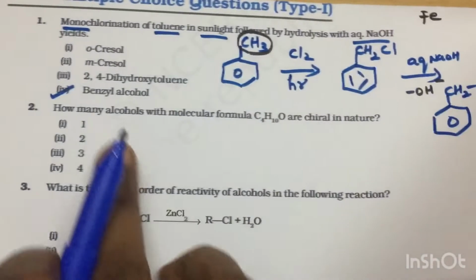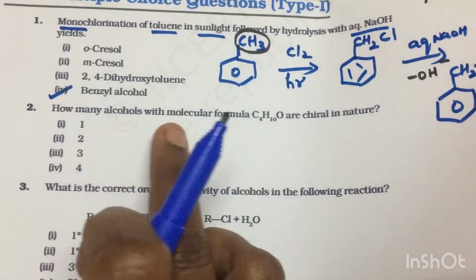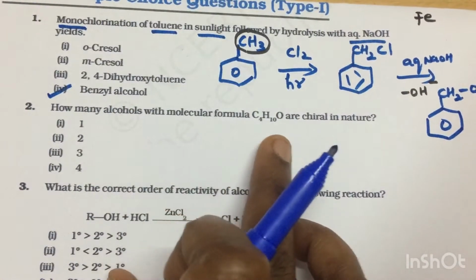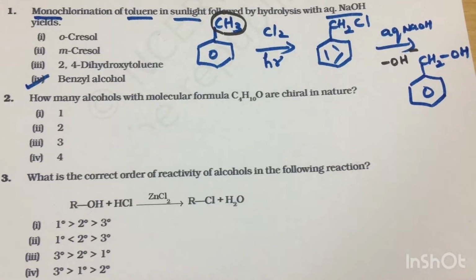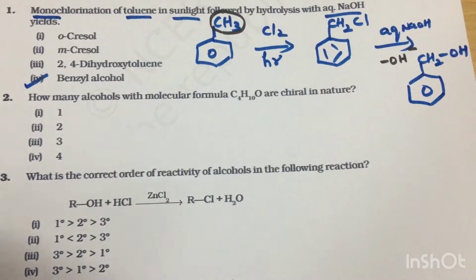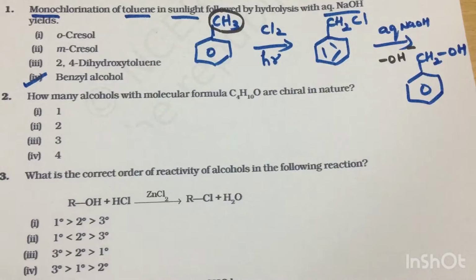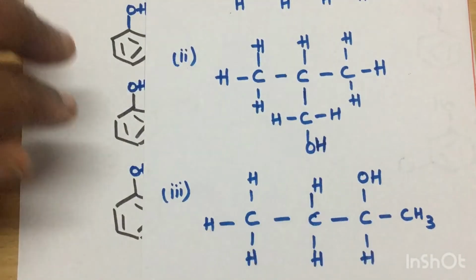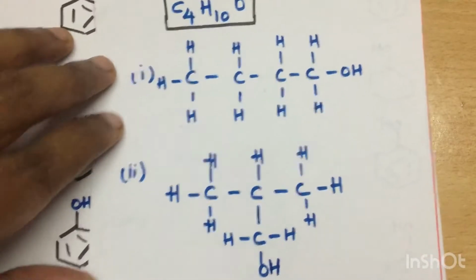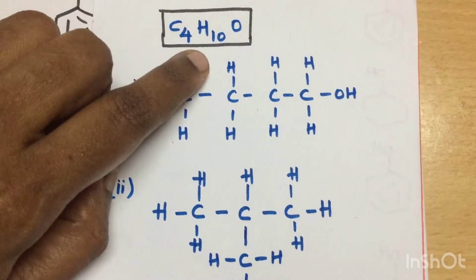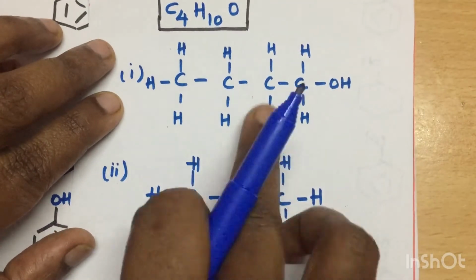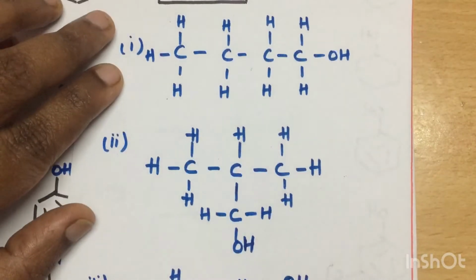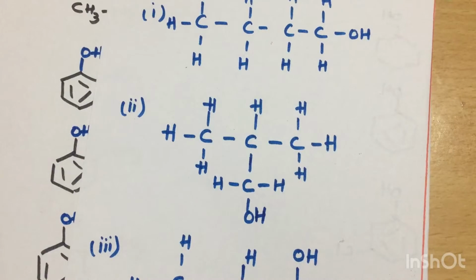How many alcohols with molecular formula C4H10O are chiral in nature? They have given the general molecular formula. So how many isomeric alcohols can be written? I have done this before. From C4H10O, these are the isomeric alcohols we can write with the same molecular formula. So how to find which one is chiral?